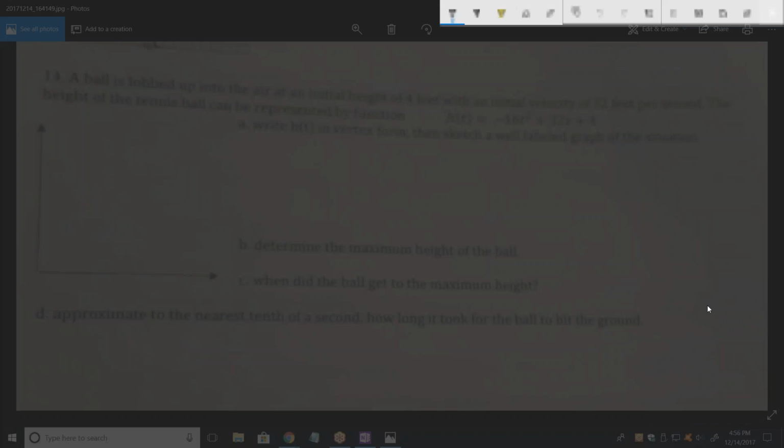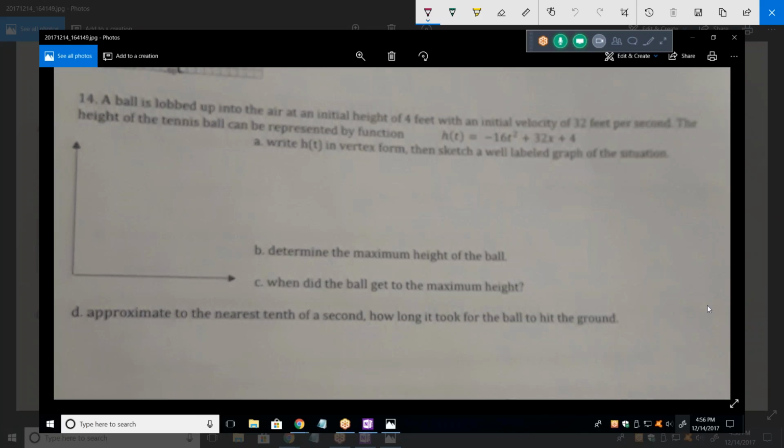Got just about enough time to at least get started on them. So it's a physics problem. It's projectile motion. It's when you throw something into the air, whether it's straight up and down or you throw it at an angle. If you throw a football, it's going to go in the form of a parabola. It's going to go like that.